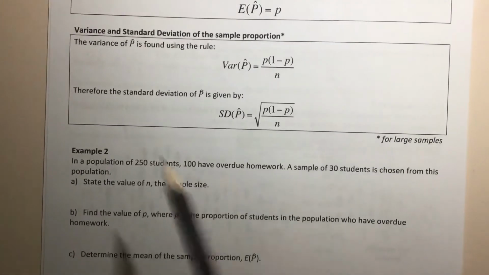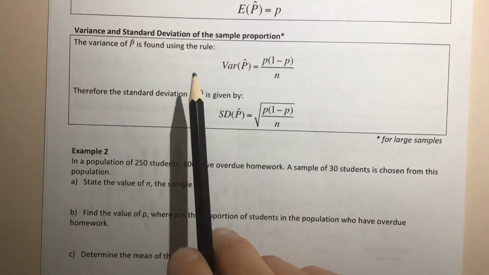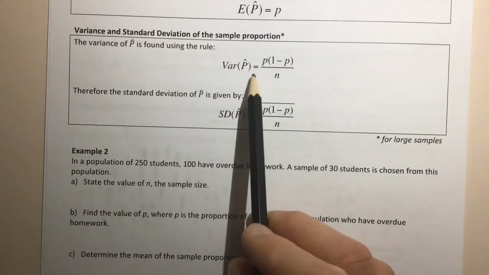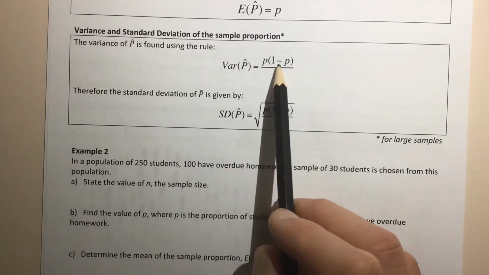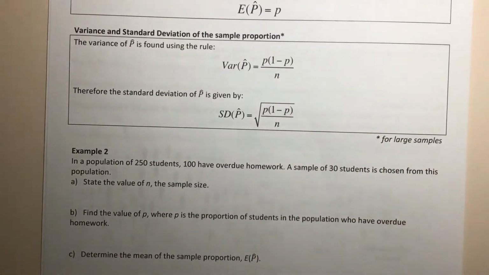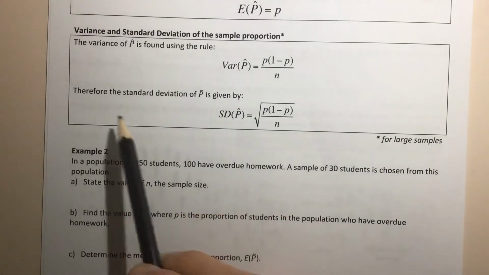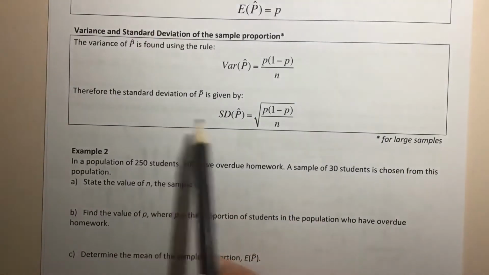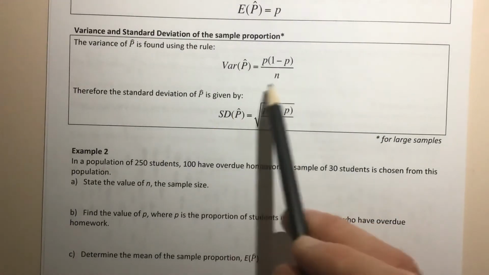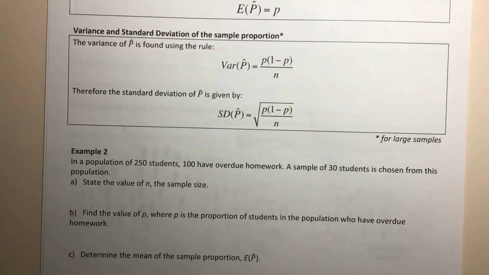The variance and standard deviation are a little bit more complicated. The variance of p hat is found using the rule: variance of p hat equals p times 1 minus p, divided by n, where p is the population parameter and n is the sample size. And like with all the other times we've used variance and standard deviation, once you know the variance, the standard deviation is just the square root of the variance. So you'll notice that this standard deviation formula is exactly the same as the variance, but we've just put the square root sign around everything.